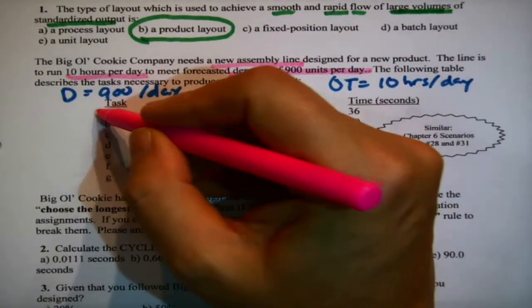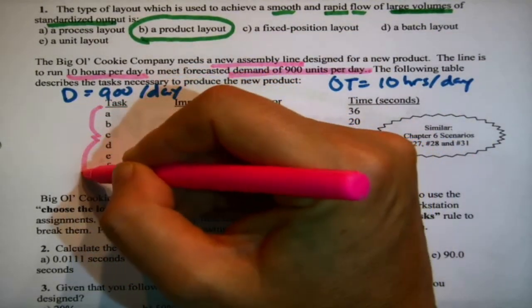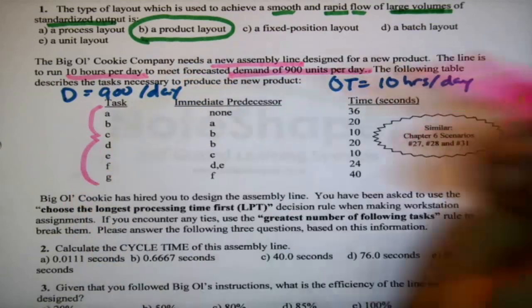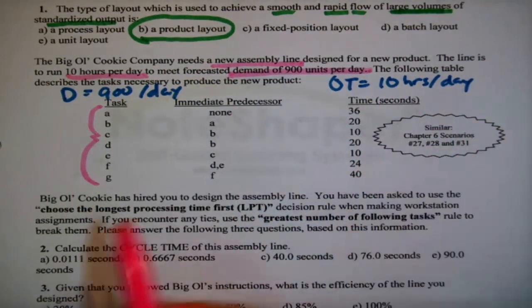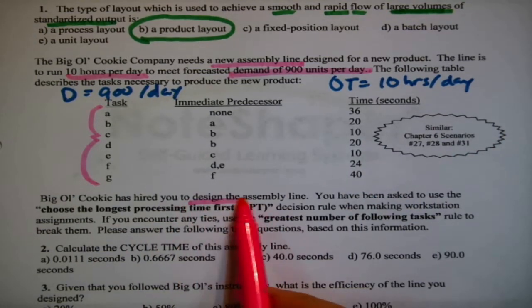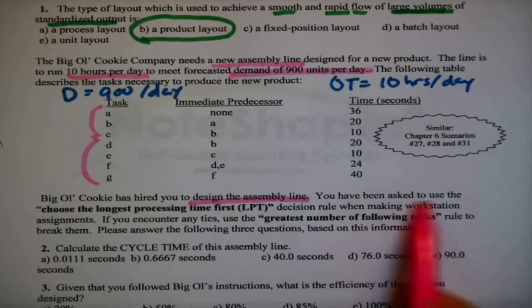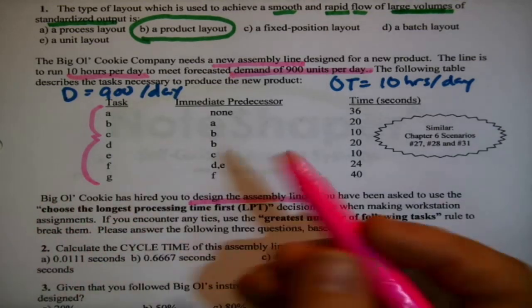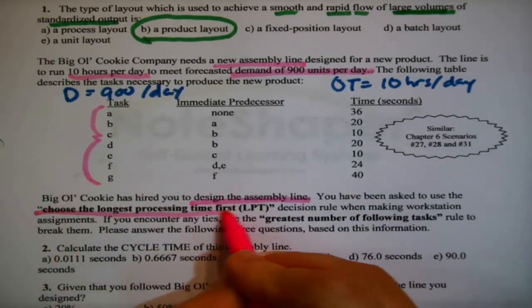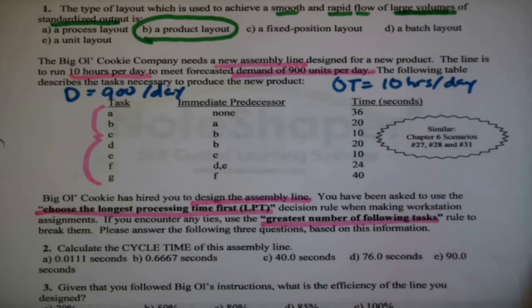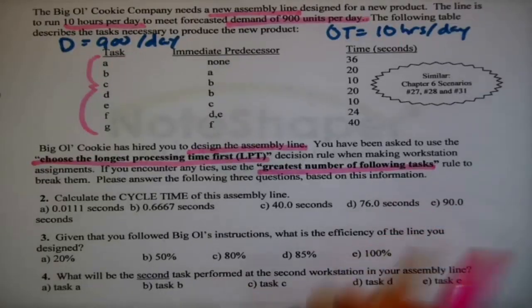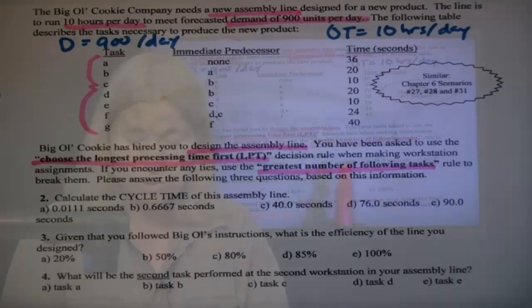The following table describes the tasks that are necessary to produce the new product. It is a standardized product, so to build one, you always need to do these things in this particular order, and each one of them takes this amount of time. The Big Ol' Company has hired you to, right, what's the whole point of this problem? Design the assembly line. You've been asked to choose the longest processing time first rule in decision making. If you encounter any ties, sometimes this is specified, the greatest number of following tasks rule will break them. Please answer the following 3 questions based on this information.